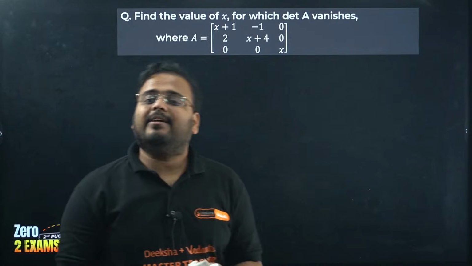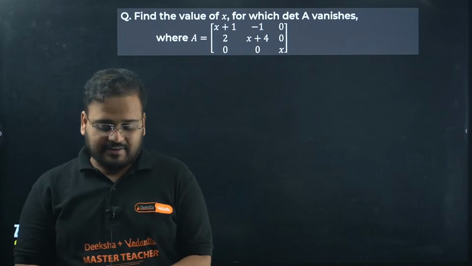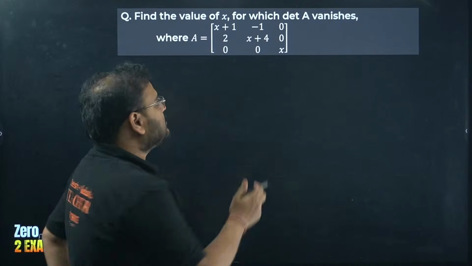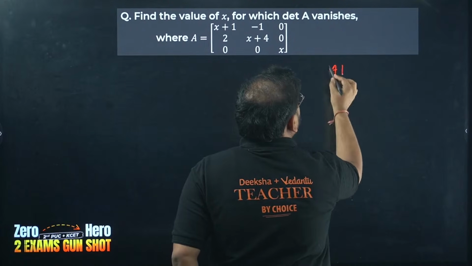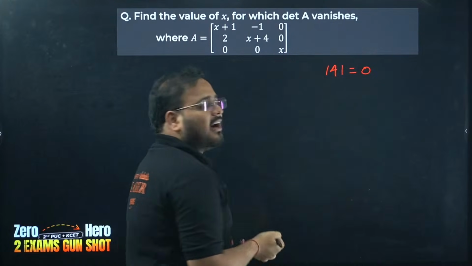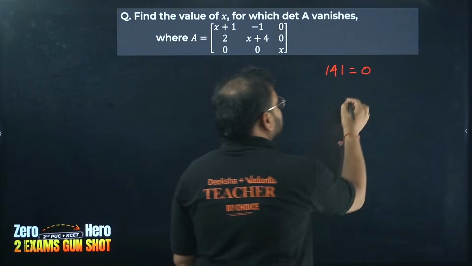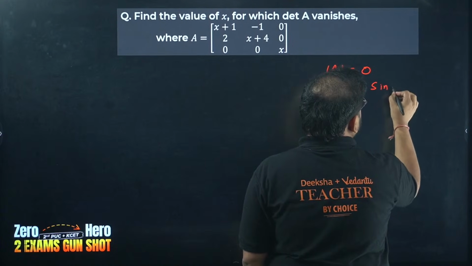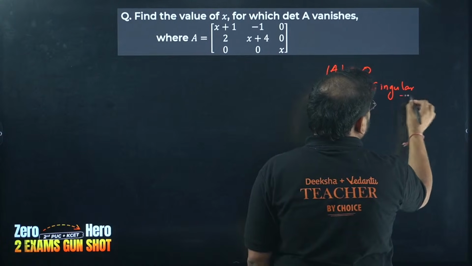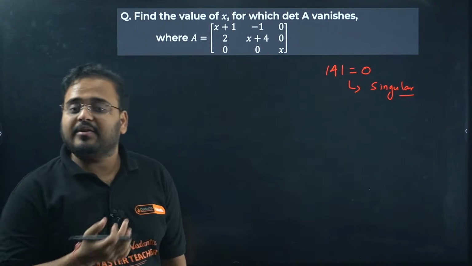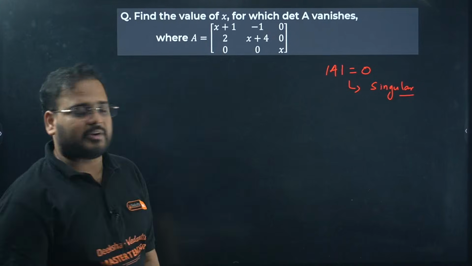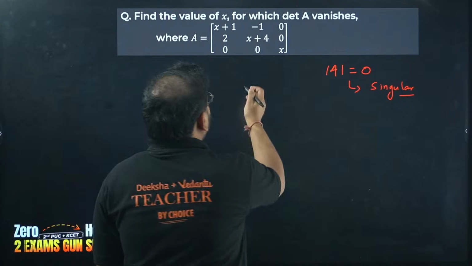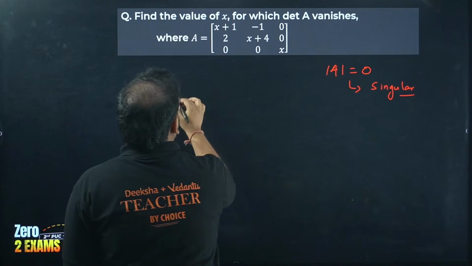So the question is, find the value of x for which determinant A vanishes. What is the meaning of vanishes? It means the determinant of A becomes 0. This type of determinant is something very unique, and such matrices are called singular matrices. Whenever the determinant of a given matrix becomes 0, it is called a singular matrix. Now if it is singular, if it is vanishing, then what is the value of x? So simply you're going to find the determinant of this. Check.